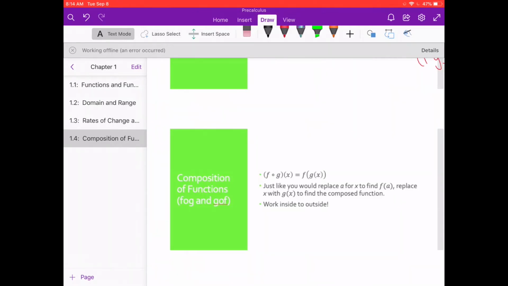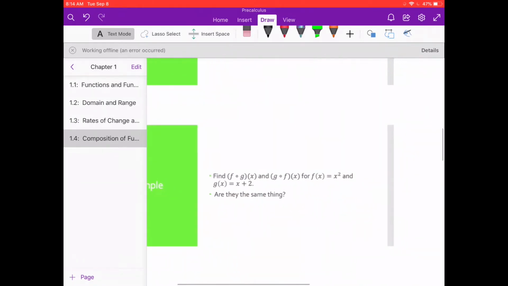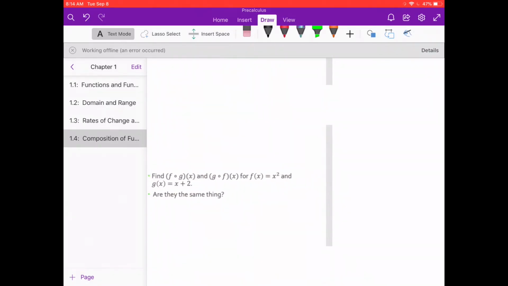Make sure you work from the inside to the outside. So let's see what that's going to look like. We're going to find f o g and g o f for this one. So f of g of x. f of x is x squared, but now wherever we see x, we're not going to put x, we're going to put x plus 2, because that's what g of x is.